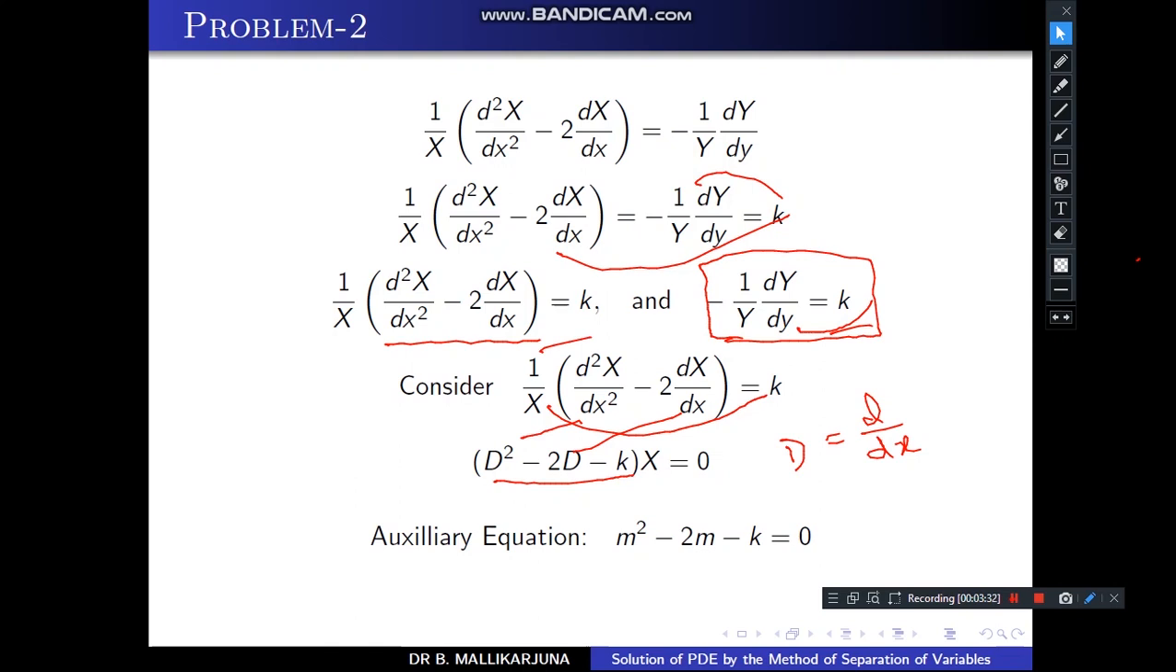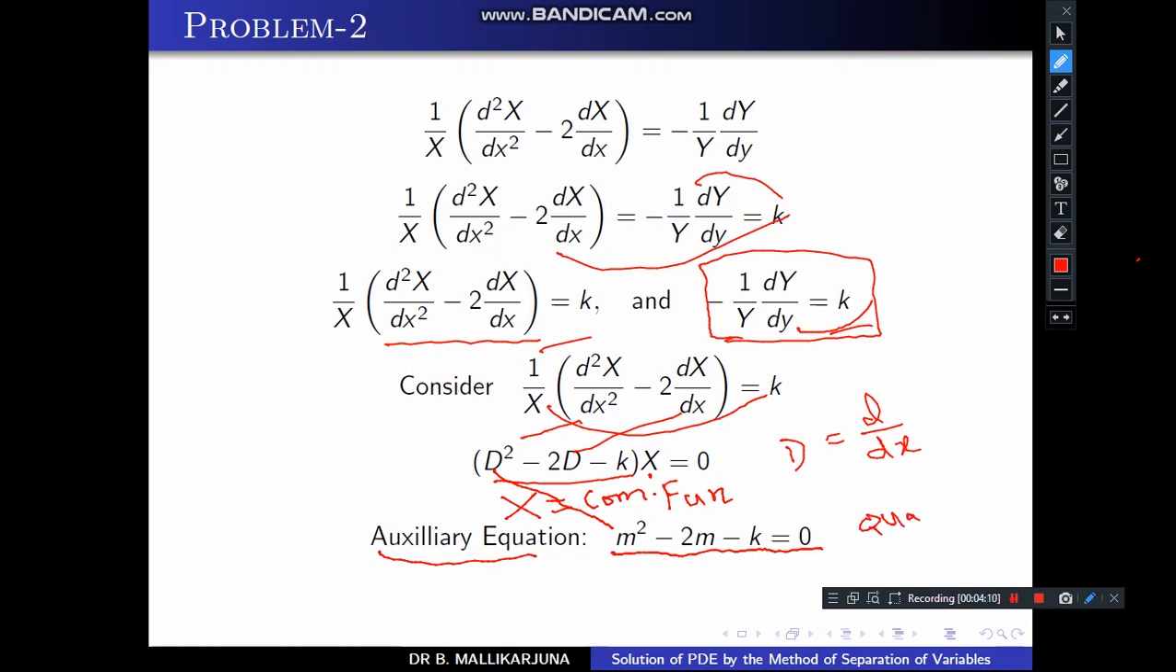And for these differential equations, how do you find the solution? For this, the solution X is nothing but the complementary function. This complementary function solution can be determined by taking the auxiliary equation. How do you take the auxiliary equation? D is replaced by any variable, either m or r, whatever the variable, and this X is replaced by 1. You will get m square minus 2m minus k is equal to 0.